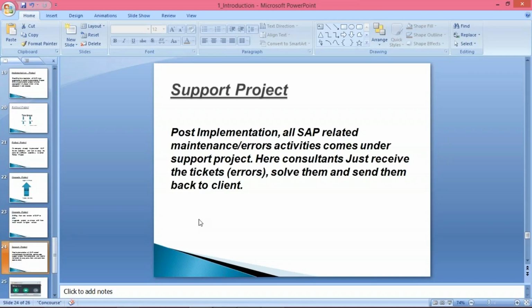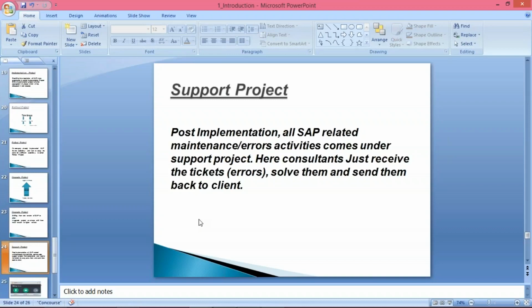Once they start using it, they can face lots of issues even after that. Since it's a technical thing, a software, there are chances that they are going to receive certain errors. They'll have certain problems, certain errors will take place. So who is going to resolve these things? These will be resolved by consultants only.